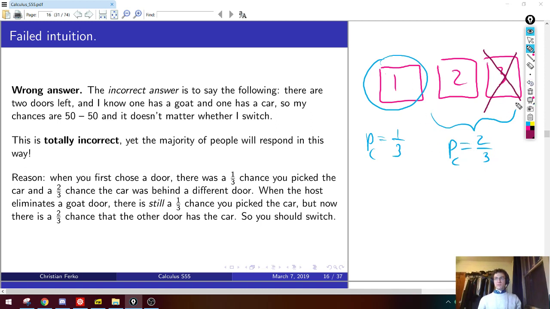I know it's not behind door number 3, so in fact the probability that it's behind door 2 is 2/3. So it is definitely to my advantage to switch. If you switch, you will be right 2/3 of the time. If you stay on door 1, you're only right 1/3 of the time.